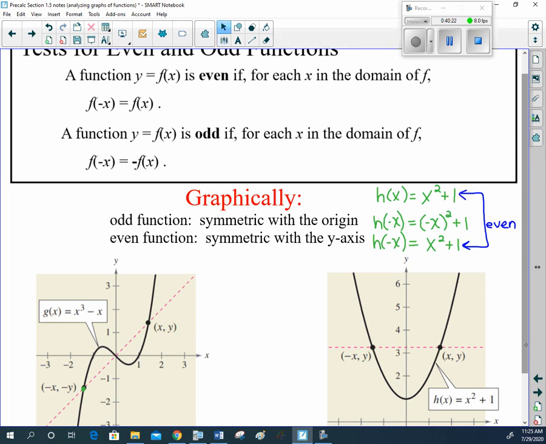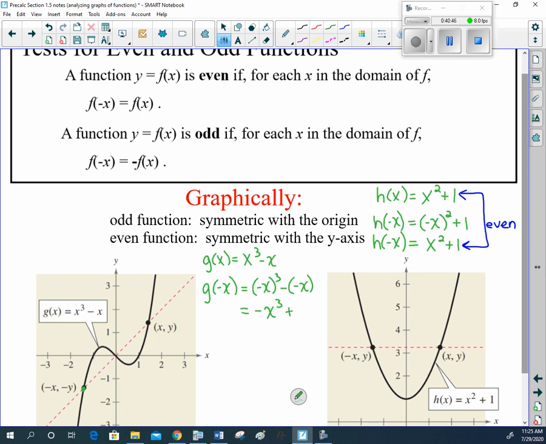Okay, now let's do this one over here. So this is g of x equals x to the third minus x. Okay, we're going to put in a negative x right here. Now let's do the algebra. So this is going to be minus x to the third, and then this is going to be plus x. Okay, so if we take a negative sign out of this, I'm going to show you two different things here. I'm going to factor out a negative 1.